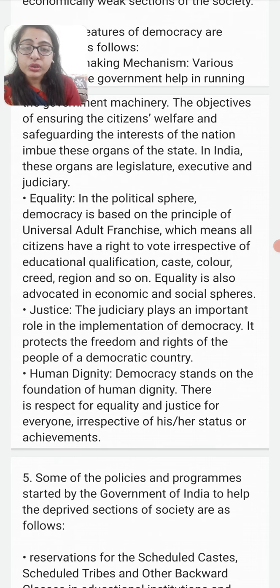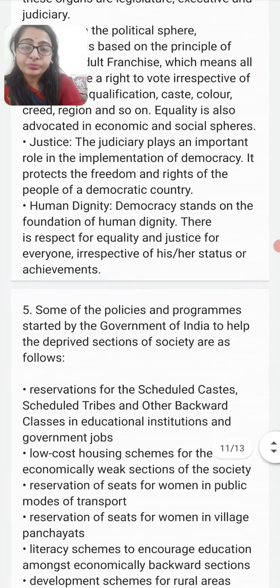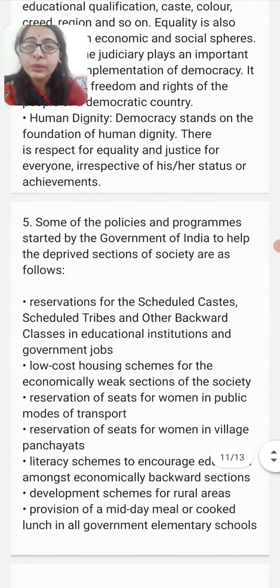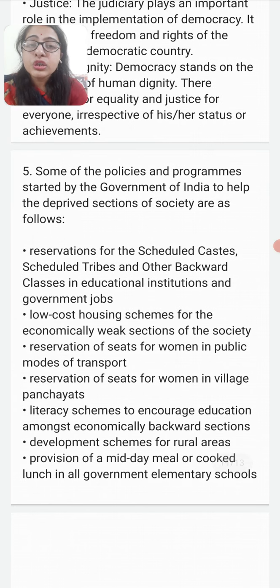Now, question number five is given: discuss some of the policies and programs started by the government of India for minority people or weak sections of the society. First one is reservations for the scheduled castes, the SC, ST and other backward classes in educational institutions and government jobs. Some seats are reserved for them, which will be given to them only.